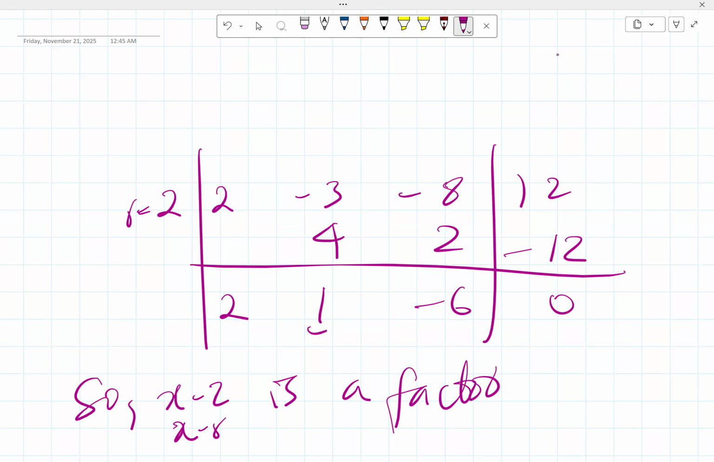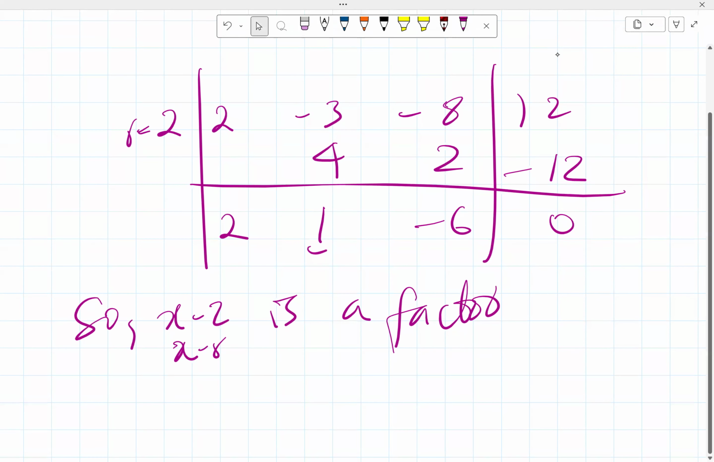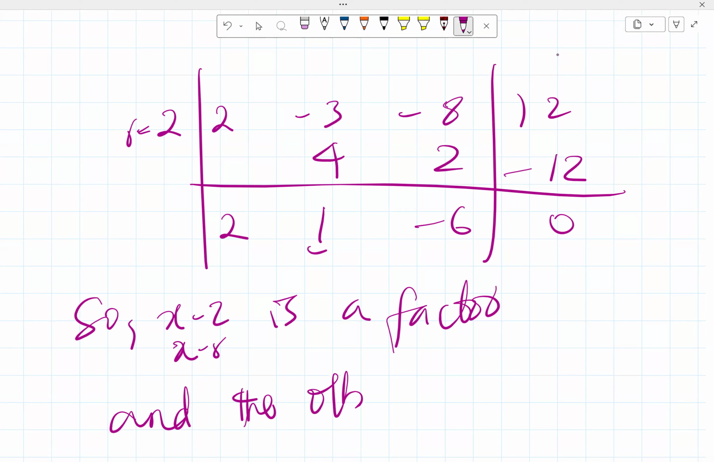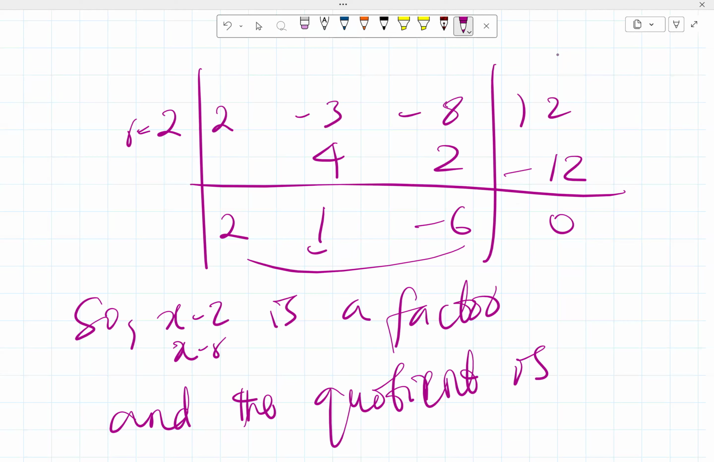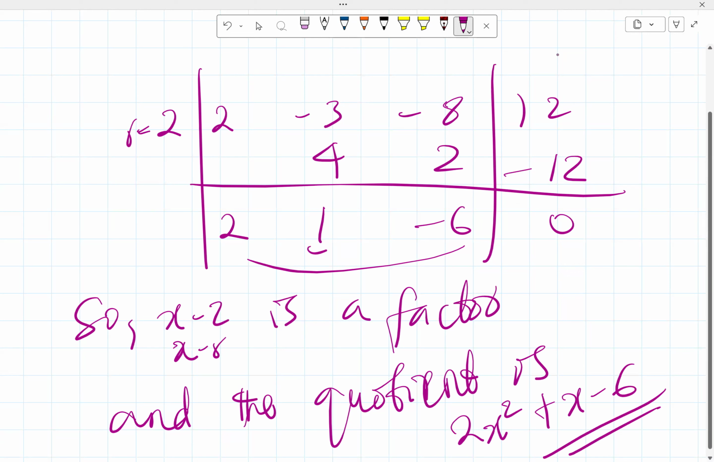So x minus r is a factor. And the remaining polynomial, can I say the remaining? Let me say the quotient, and the quotient is given by what you have here. So that's minus 6 x to the power 0, 1x, 2x squared. So that will be 2x squared plus x minus 6. That's what is remaining. So this is quadratic now.